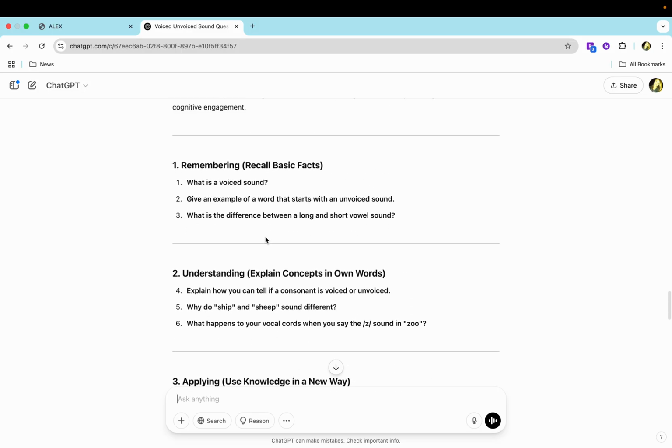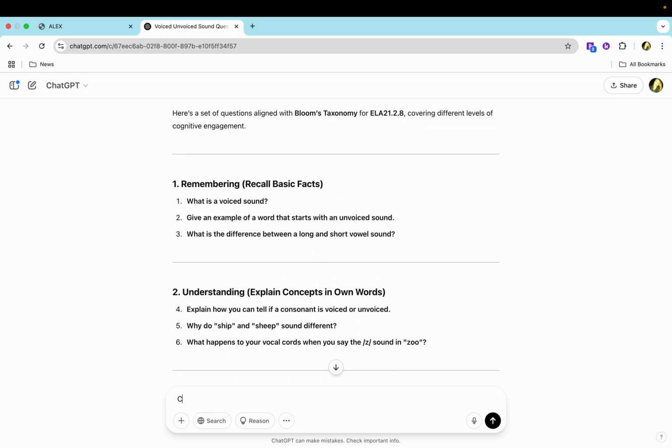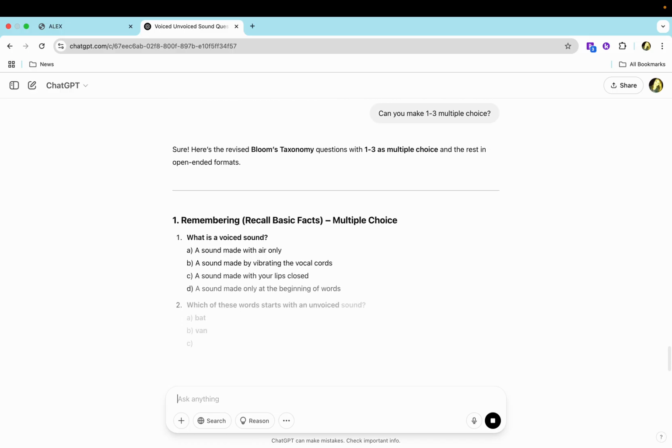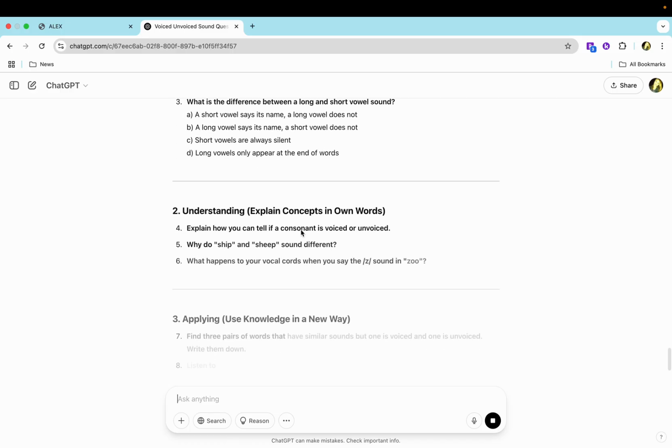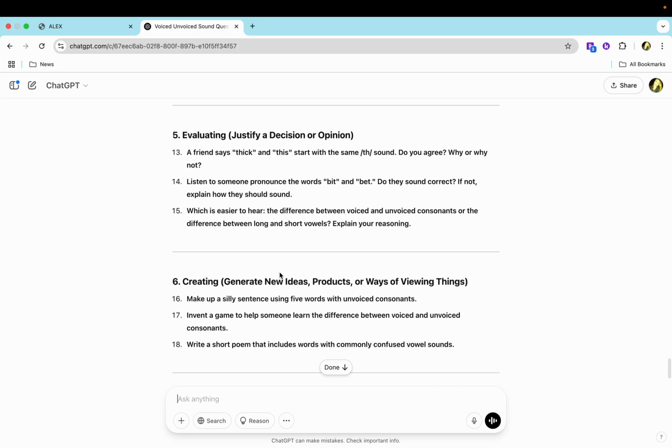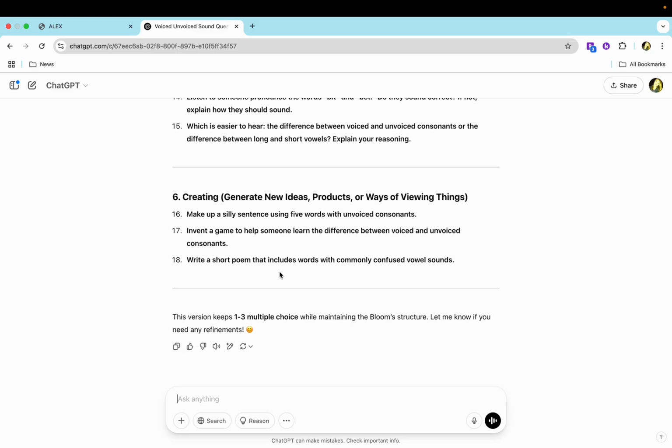You can change the question types. You can say, can you make them, or let's do, can you make 1 through 3 multiple choice? Okay, and it'll give you multiple choice. And then it'll give you the rest of it. You can say, can you make 10 through 12 true, false, or matching, or whatever you want it to do.